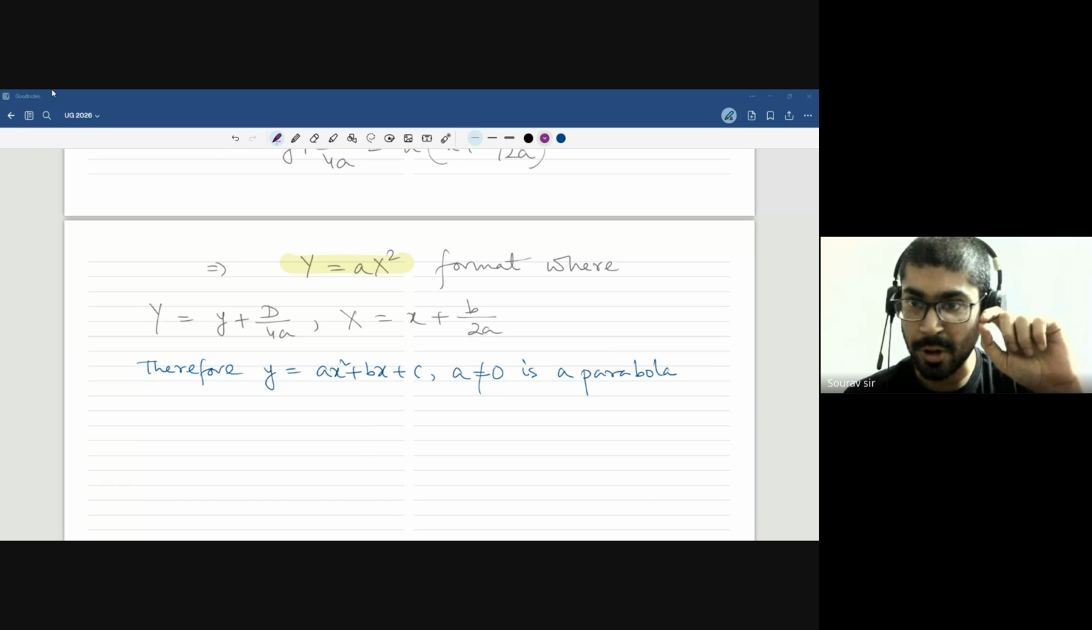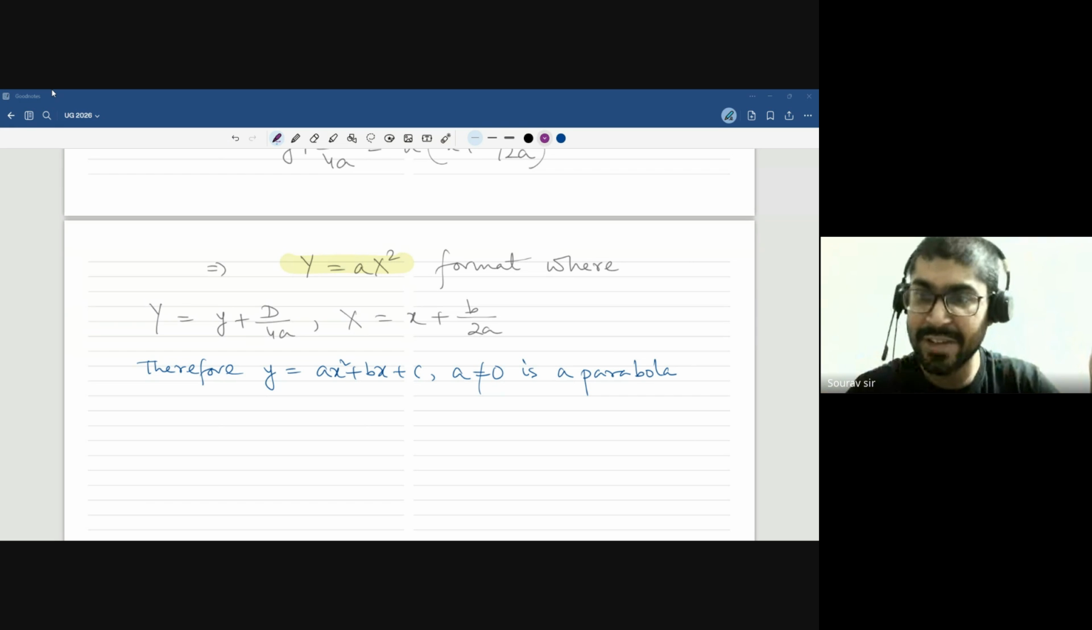Okay, so are you all convinced that y equal to ax square is basically x square is equal to 4ay, that format, and this is a parabola? Now we have applied a shift to the variables. Capital Y is the new variable, which is y plus d by 4a, and capital X is x plus b by 2a. So that is after shifting. If we remove the shifting, what would have been the vertex of the parabola? Anyone?